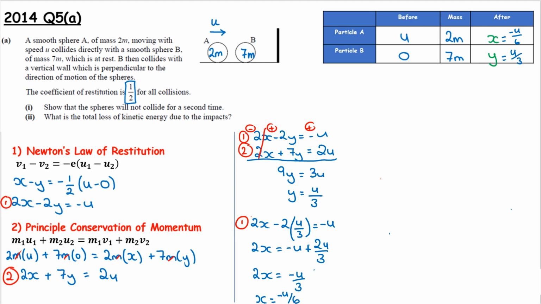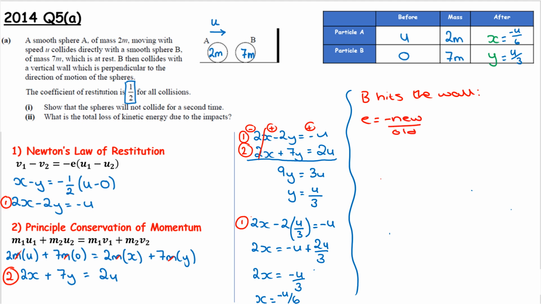So basically what we've discovered is particle A is going to go backwards. So that x is negative. So it's going to go left. So now we need to understand what will happen when B hits the wall. Okay, so let's talk about B hits the wall. So now we're back to single body collision. So what we have is e is equal to minus new velocity over the old velocity. So we need to understand. So we will see a rebounding, so it will change direction. That much we know for sure.